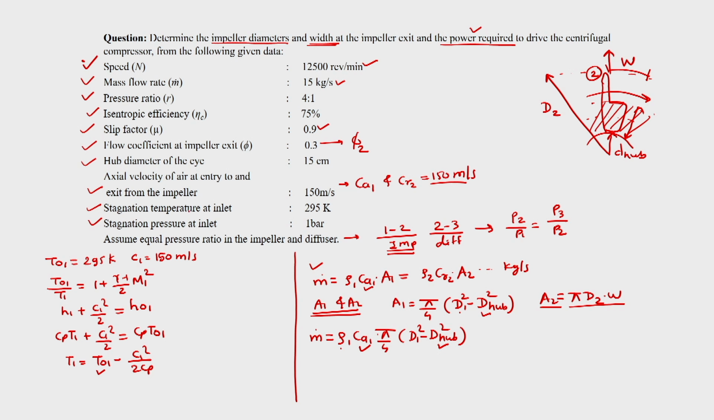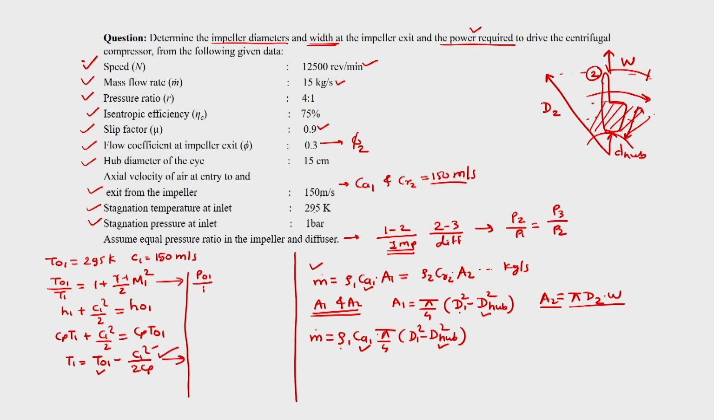Here T01 is known to us, which is 295 Kelvin, C1 is 150 meter per second, and Cp is known for air, which is 1.005 kilojoule per kg Kelvin. So this gives us T1 directly without solving a nonlinear equation, as we would have done here. These are the two methods by which we can find T1. But then we need to find the density, so we have to take help of pressure. We also know that the stagnation pressure is 1 bar.